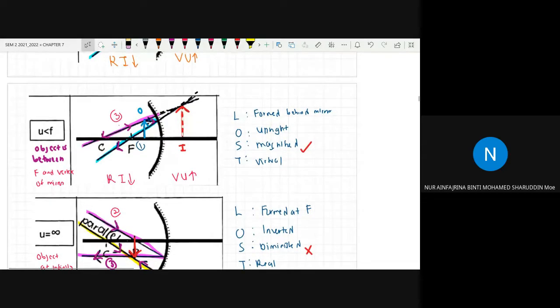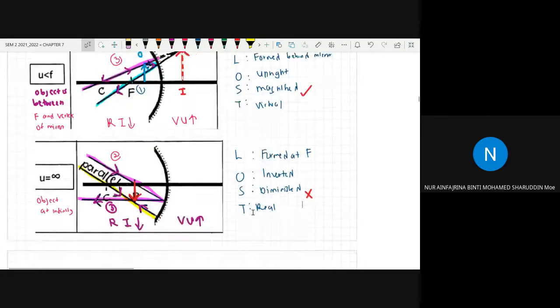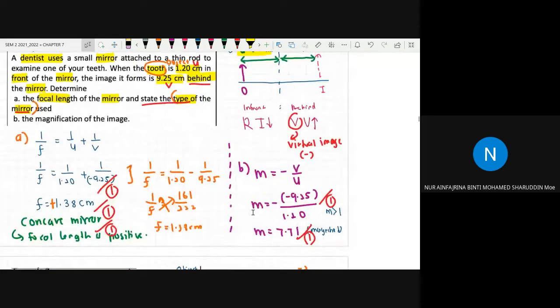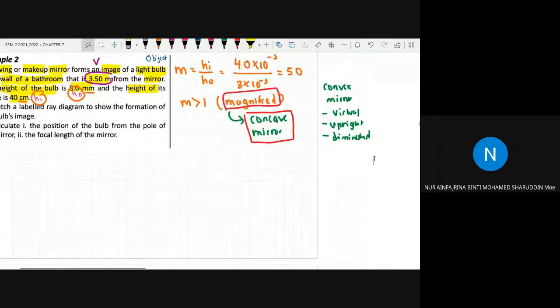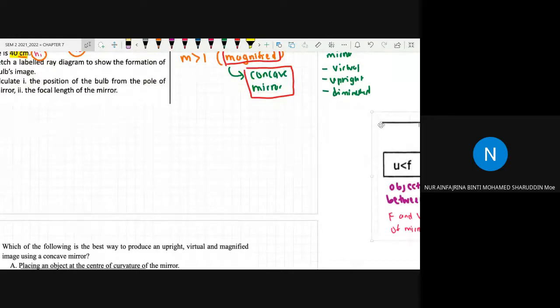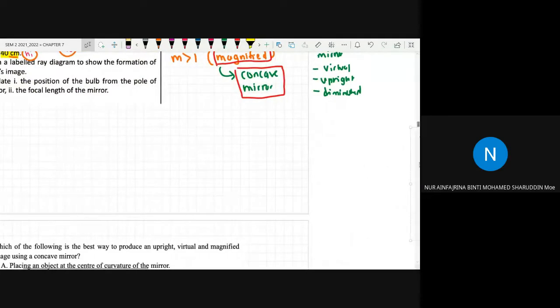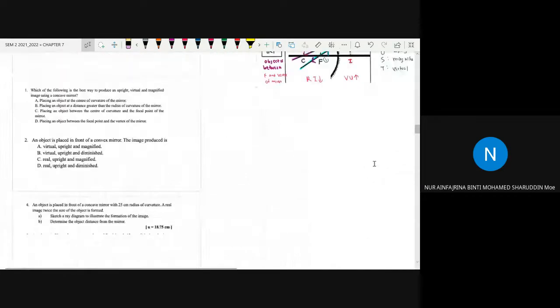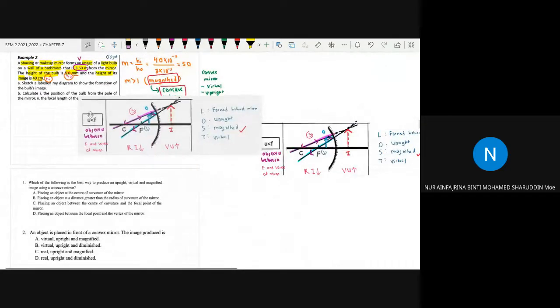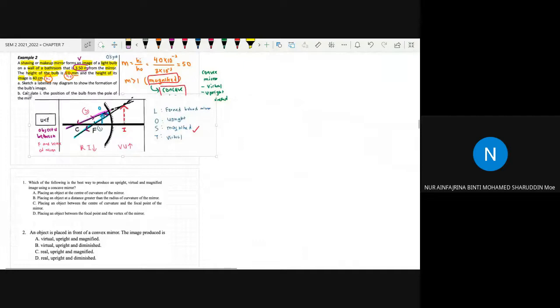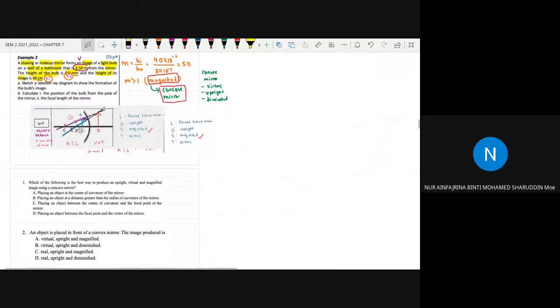Okay, kita ada dua case yang kita boleh pakai. Sama ada this one. Miss nak lekat kat sini. Korang tulis juga chat box. Kita akan dapat real or virtual image. Semua orang cakap virtual. Why virtual image?